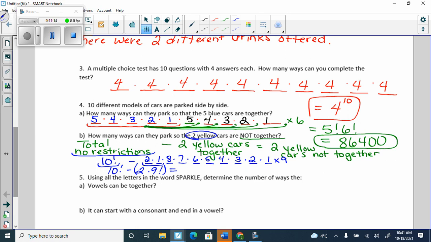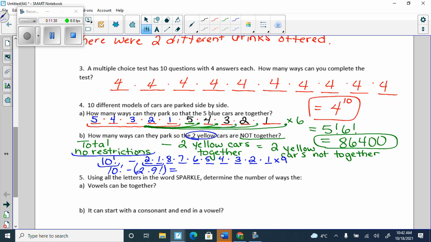So the fastest way to find out when the yellows are not together is to take all the total ways I can rearrange the cars without any restrictions, which is 10 factorial. Because I have 10, 9, 8, 7, 6, 5, 4, 3, 2, 1. And then I subtract off all the ways the yellows can be together. Then I'm taking all the total cases, subtracting all the yellows together, and then what's left over is the yellows not together.